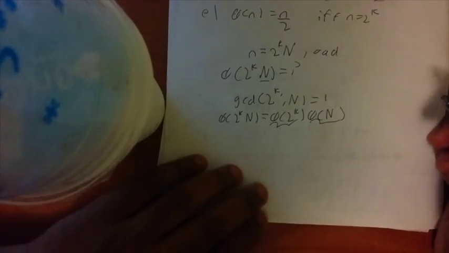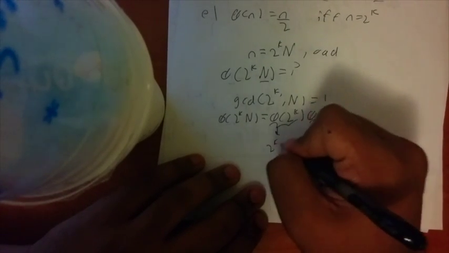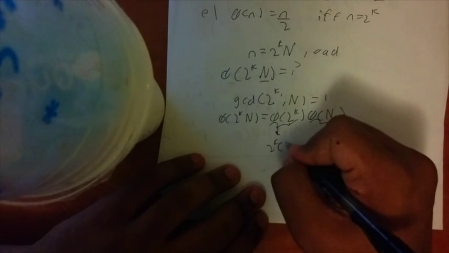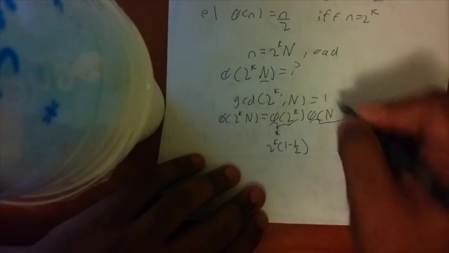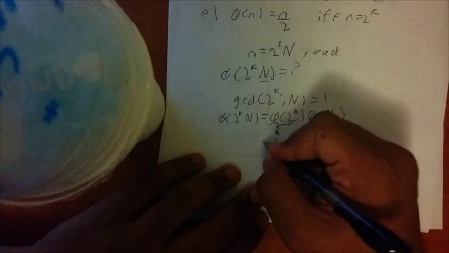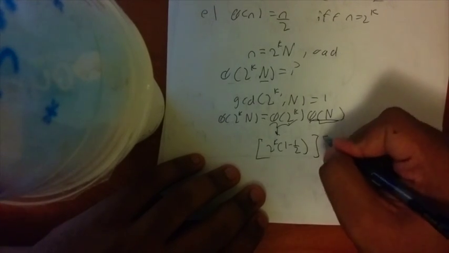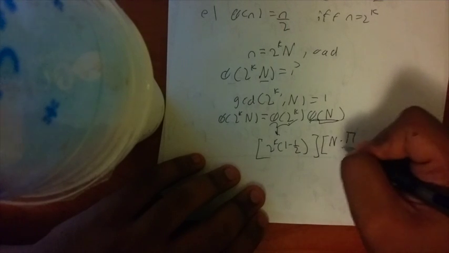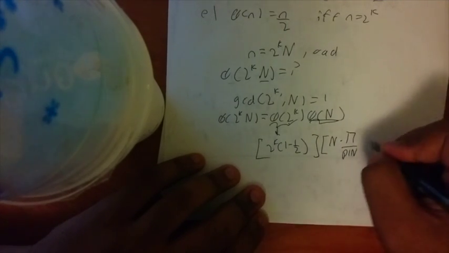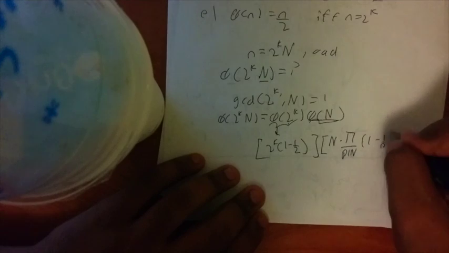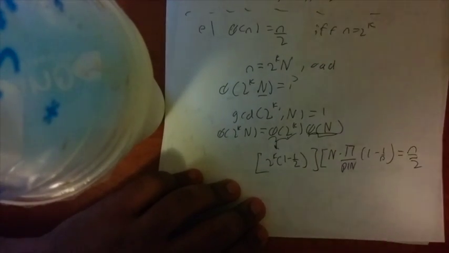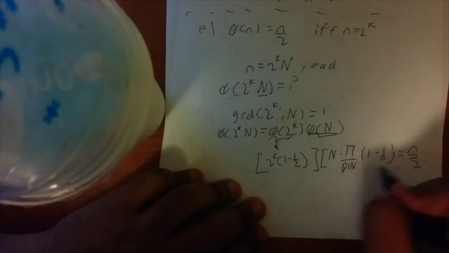So with that, I can say that phi of 2 to the k is 2 to the k. What's the only prime that divides into 2? That's 1 minus 1 over 2. Phi of n, that's still a bit mysterious to me. So I can just write n times the product over all primes that divide n of 1 minus 1 over p. But I know this has to equal n divided by 2. So they want me to prove that n equals 1. So I can't do that at this point.